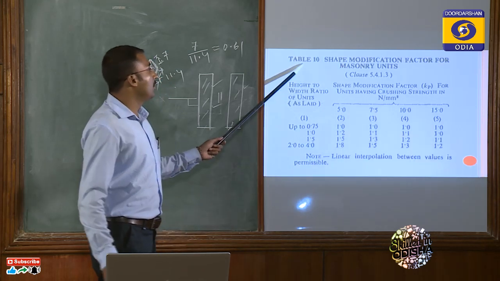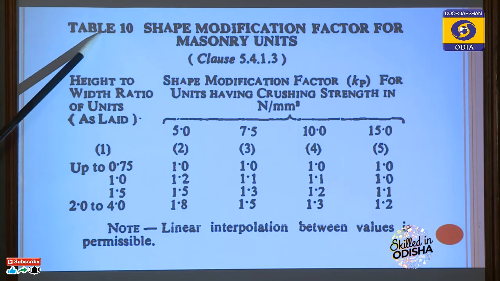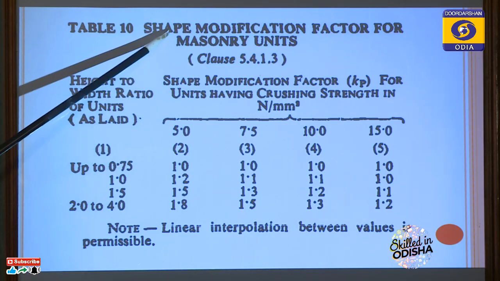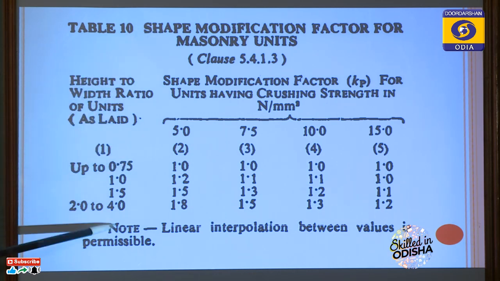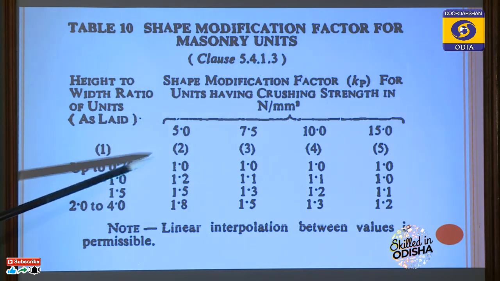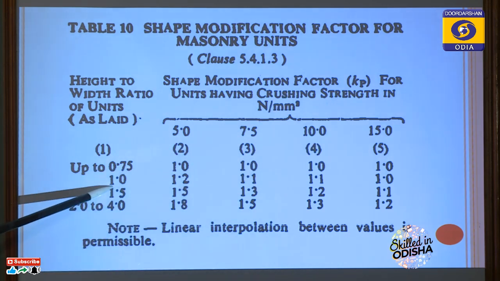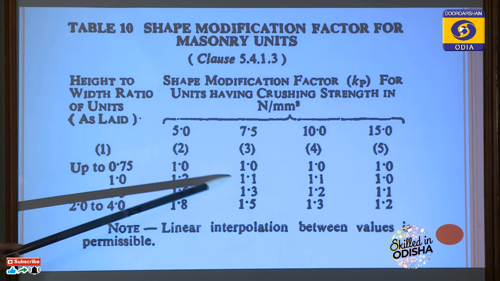So this is Table 10 of your IS 1905, which is used to calculate the shape modification factor. These are the height to width ratios, so this is up to 0.75. For 0.75, the shape modification factor is 1, and for the greater values we have to multiply by these shape modification factors.